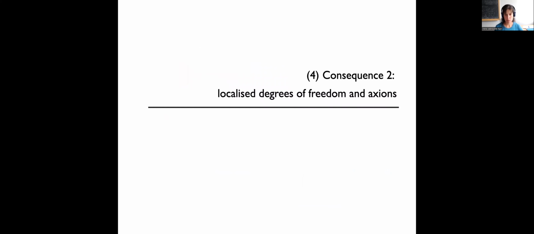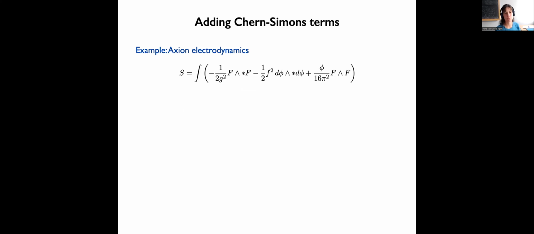Okay, so let's go to consequence 2, which is precisely when we are going to have these Chern-Simons terms or something that mixes the different symmetries. We're going to see what changes in the story of the completeness, and also how we can derive many new features and constraints in the dynamics from this. So let me take an example, which is just axion electrodynamics.